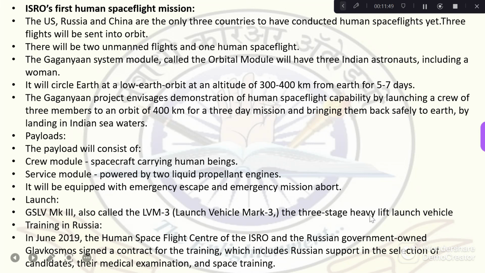It is a 3-stage heavy lift launch vehicle, and the Gaganyaan payload will consist of two modules: the crew module, whose testing is scheduled on the 21st, which will be the vehicle carrying the Indian astronauts, and the service module, which will consist of two engines that will provide fuel and power to the crew module. So this was today's news from the Hindu newspaper.